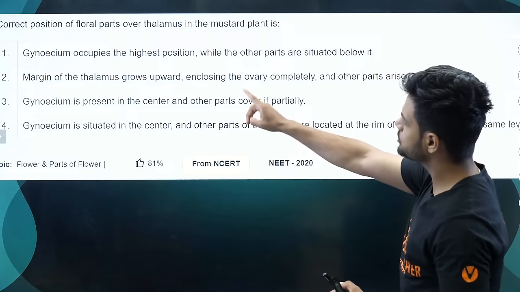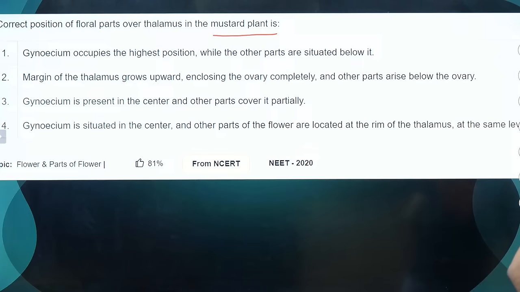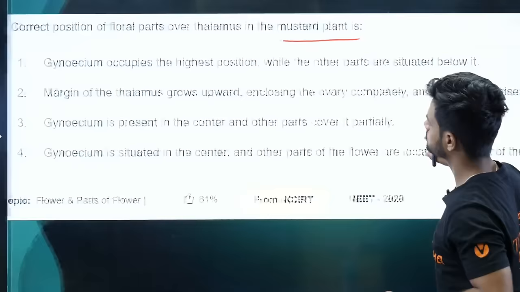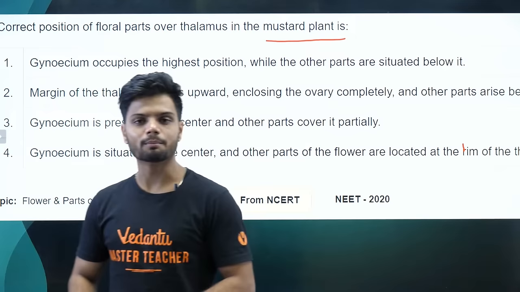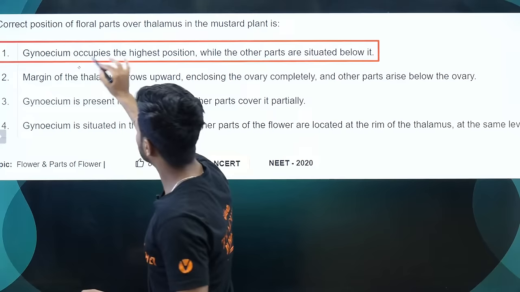The correct position of flower over thalamus in mustard plant is. In your mustard plant, what do you notice? Is it a superior ovary, an inferior ovary, or a half inferior ovary? Tell me in the chat. In the case of mustard, we notice a hypogynous, superior ovary. That is, the gynoecium occupies the highest position while other parts are situated below it. So superior ovary is the answer.